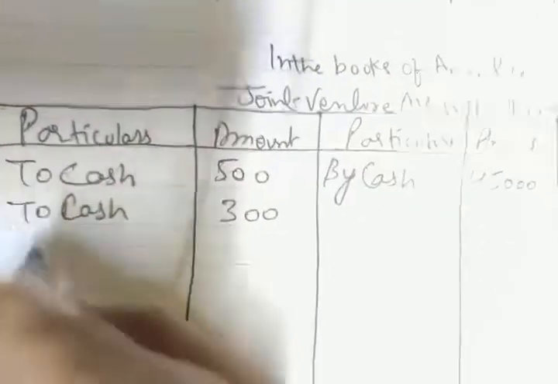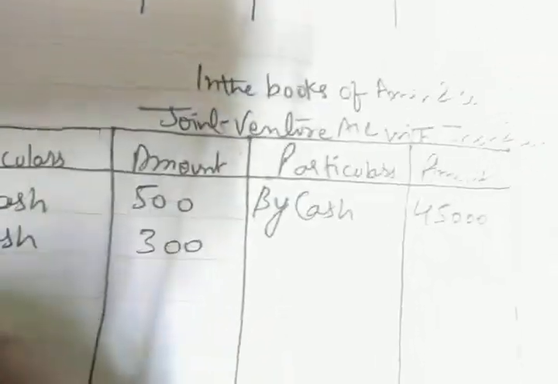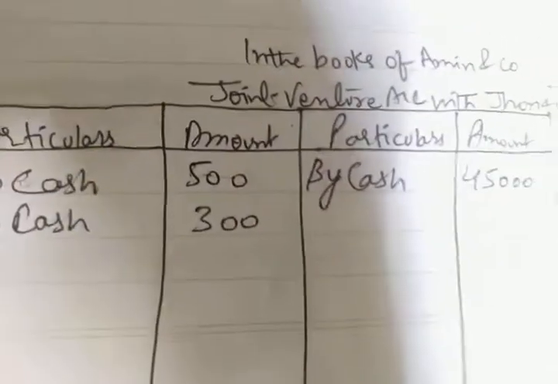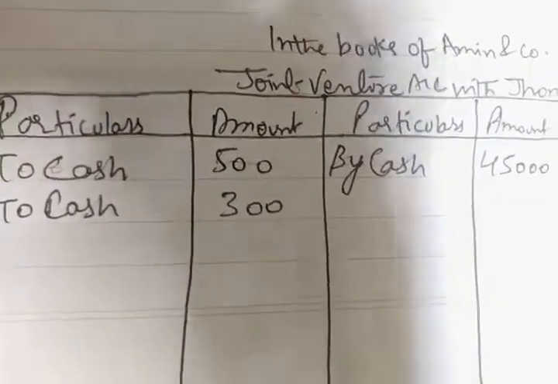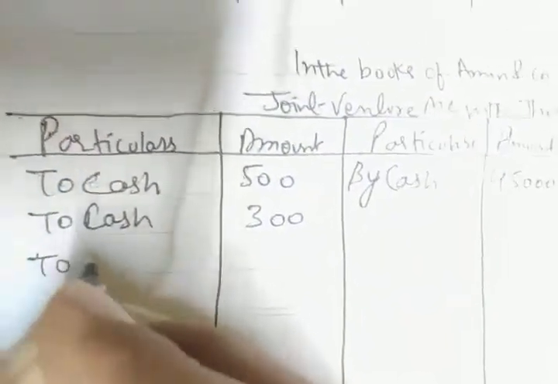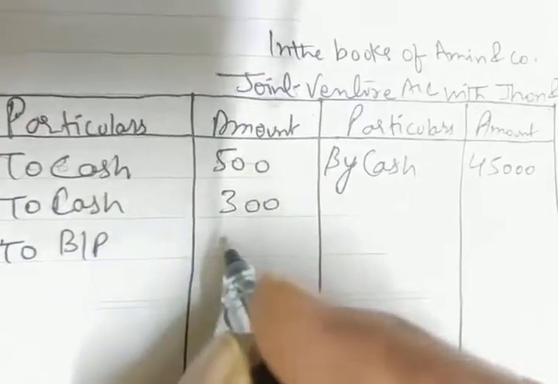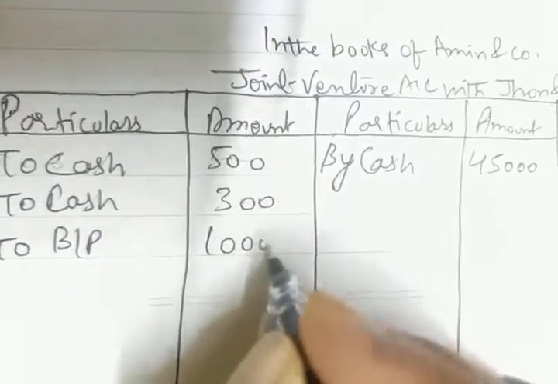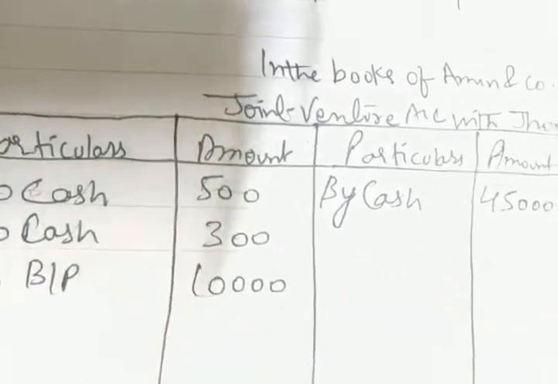So definitely for that we'll have the entry in Amin and Company also, because Amin and Company has to do the payment of that bill. So make the entry to bills payable. Okay, how much? 10,000. Fine.